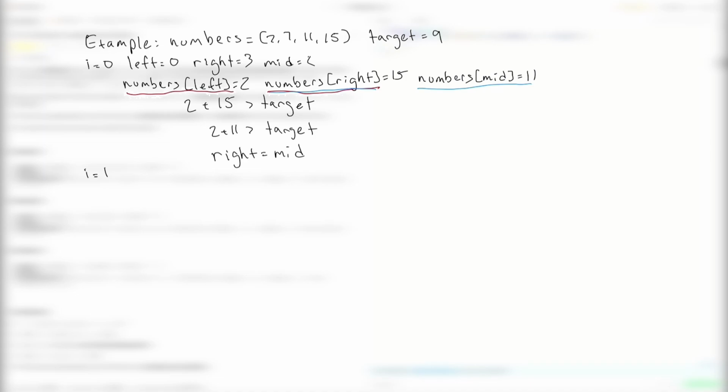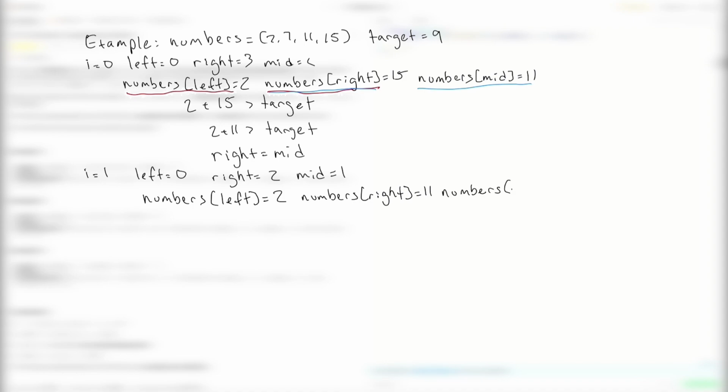So for i equal to 1, left is still equal to 0, but now right is going to be equal to 2, and now our mid is equal to 1. Once again, we've got our left here, our right is at 11, and then the middle is at 1 at this time. So now our numbers of left is still equal to 2, our numbers of right is equal to 11, and our numbers of mid is equal to 7.